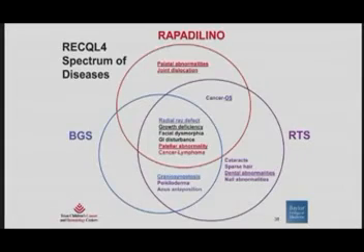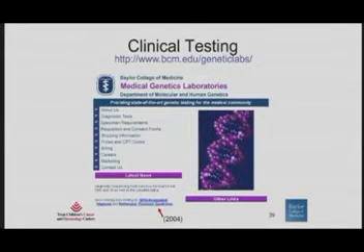Currently, we think of these diseases as the RECQL4 spectrum of diseases, and as you can see in this diagram, there are a lot of overlapping features, while there are some features that are more specific for the particular individual diseases. Importantly, all of these patients have features of skeletal dysplasias or bone problems. Clinical testing for mutations in the RECQL4 gene is now available through the Baylor Medical Genetics Laboratories as well as through several other laboratories throughout the world.